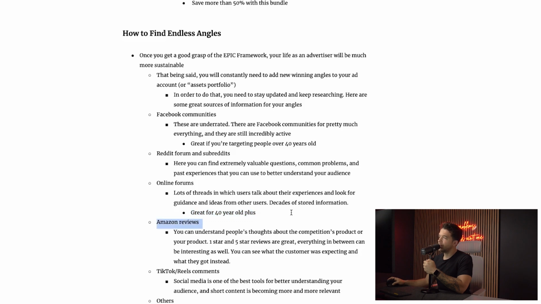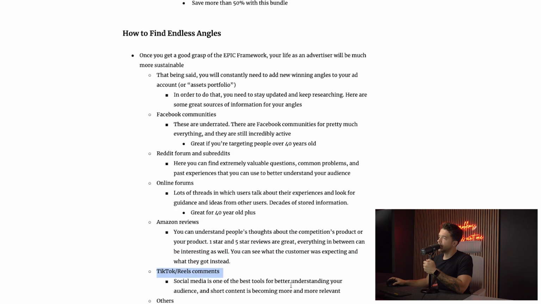Then we have Amazon reviews. You can understand people's thoughts about the competition's product or your product. 1-star and 5-star reviews are great. Everything in between can be interesting as well. You can see what the customer was expecting and what they got instead, which is great for competitors' research as well. Then you have TikTok and Reels comments.